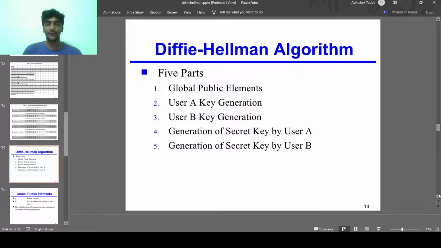So, moving on, Diffie-Hellman algorithm. Basically, there are five parts to the Diffie-Hellman algorithm. First is global public key elements, then user A key generation, user B key generation, generation of the secret key by user A, and then generation of the secret key by user B.